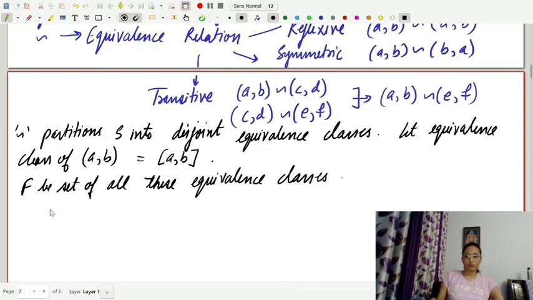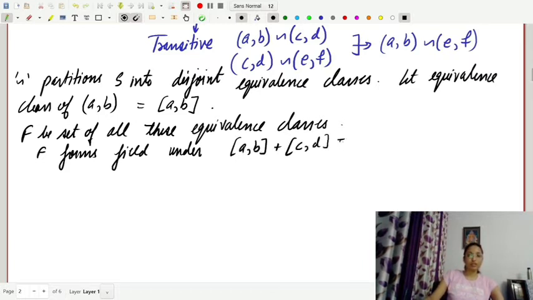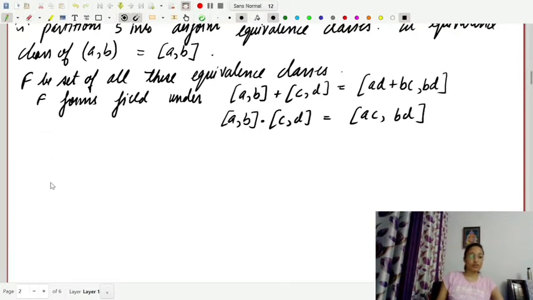We will show that F forms a field under addition and multiplication defined by [a, b] plus [c, d] is equal to [ad plus bc, bd], and multiplication [a, b] into [c, d] is equal to [ac, bd].